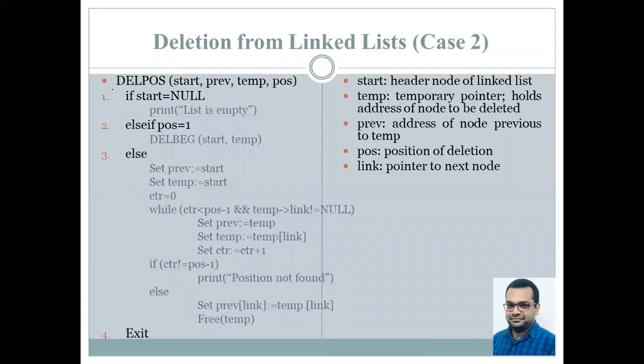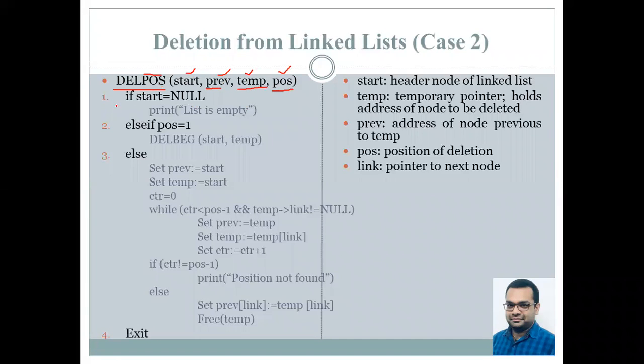Now I have called my algorithm delete POS. POS stands for position. Here, we are given the pointer start. We'll also have the pointers previous and temp. Previous will hold the address of the node previous to temp, and temp will hold the address of the node on which the deletion needs to be performed. POS is the position used to identify the node on which deletion needs to be performed.